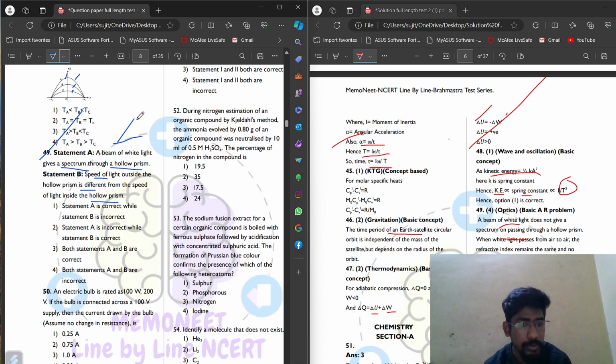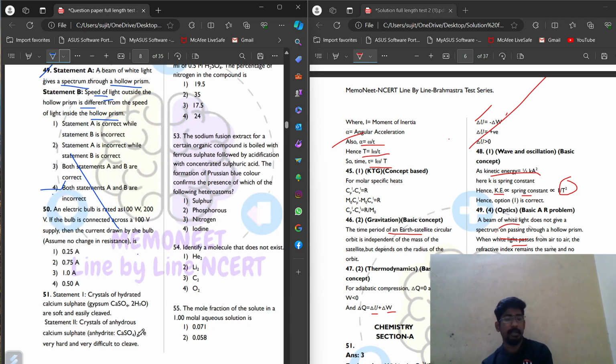Sorry, I misunderstood. If the prism is not a hollow prism, it will give us a spectrum due to dispersion, the 7 colors, VIBGYOR. Because it is a hollow prism, it will not give us a spectrum. The medium outside the hollow prism is air, and inside it is also air, because it is hollow. There is no change in the medium, so no change in the velocity of the light. Therefore option number 4 is correct, because these two are incorrect. Okay, last question.